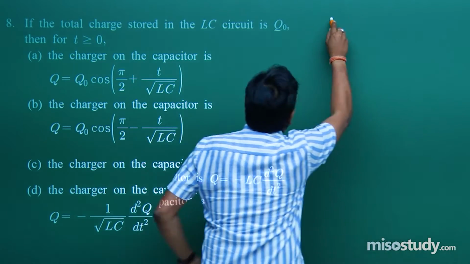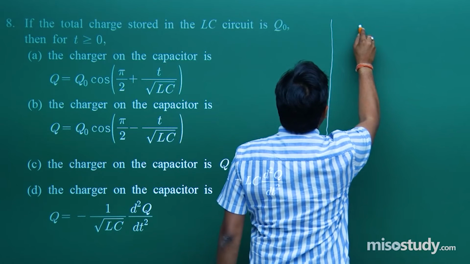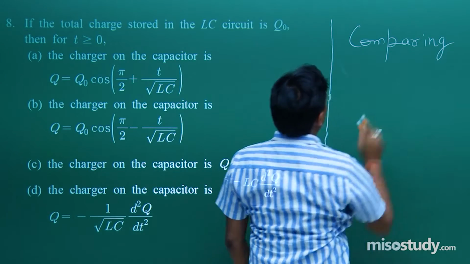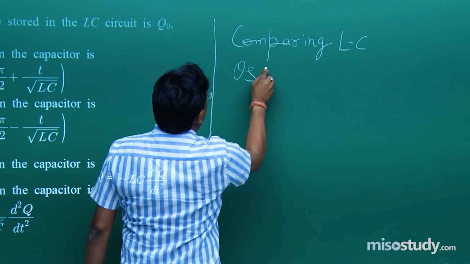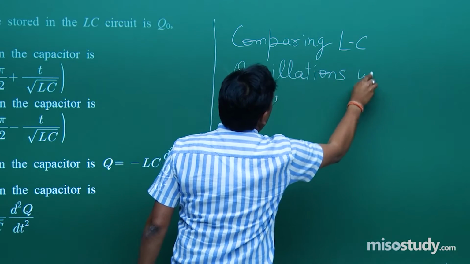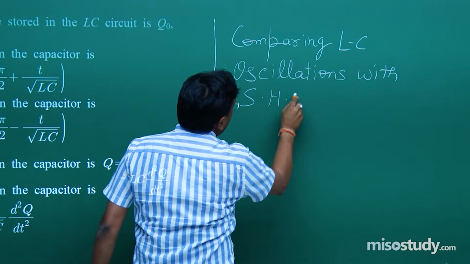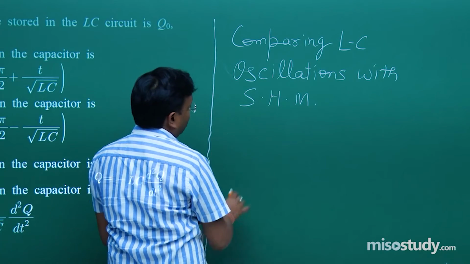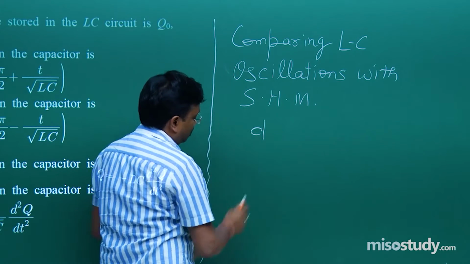Once again I don't have any option, but comparing LC oscillations with ideal SHM, fine, SHM. Comparing LC oscillations with ideal SHM, what we can write down? And direct relation I am writing down. I will show you the related relation also, don't worry.